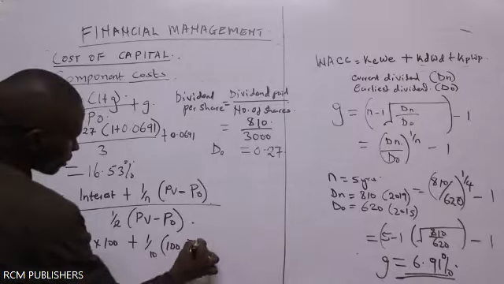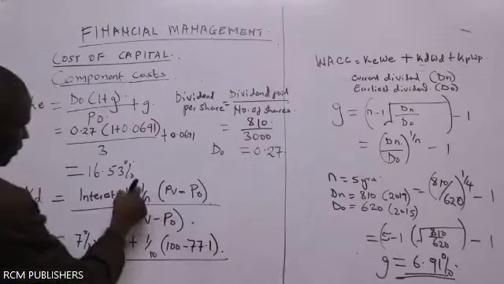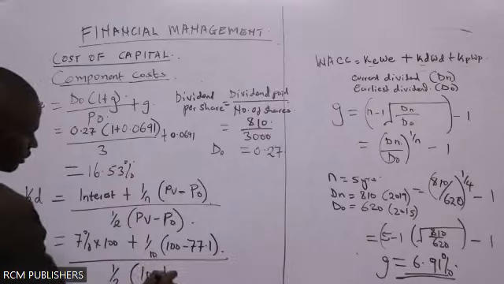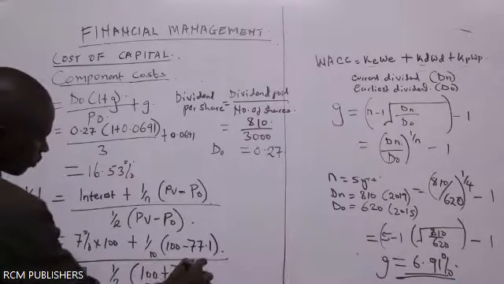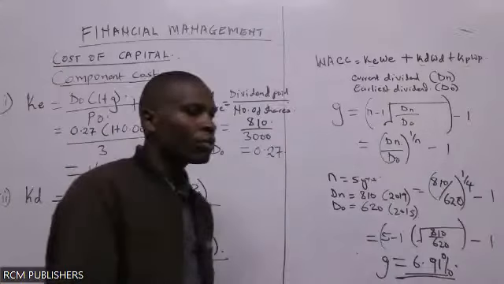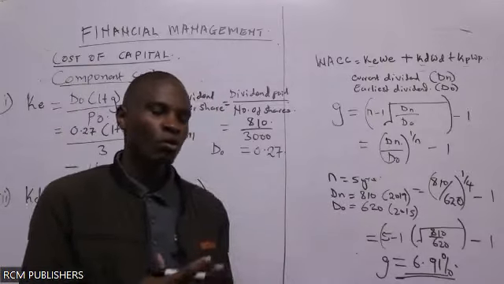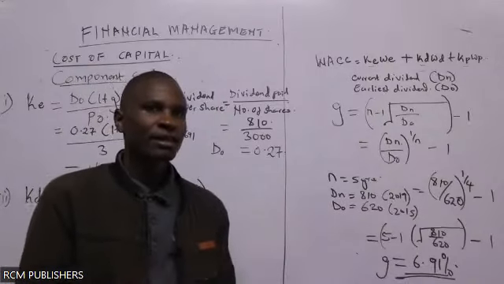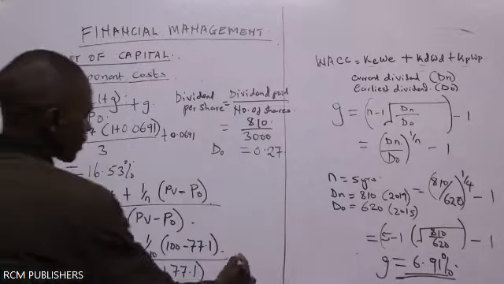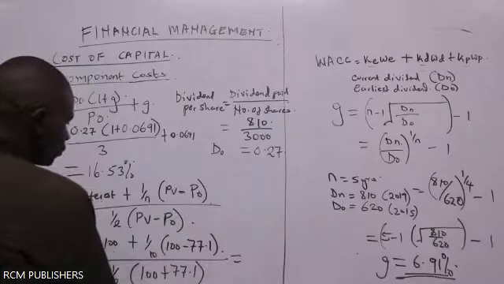So you subtract 77.1, and then you divide by a half of the summation of 100 plus 77.1. Now class, what I would encourage you is to know the formula. Know the procedure. Don't worry that the question is big. Just understand the procedure, because if you have this formula, it is easier for you because you have everything.